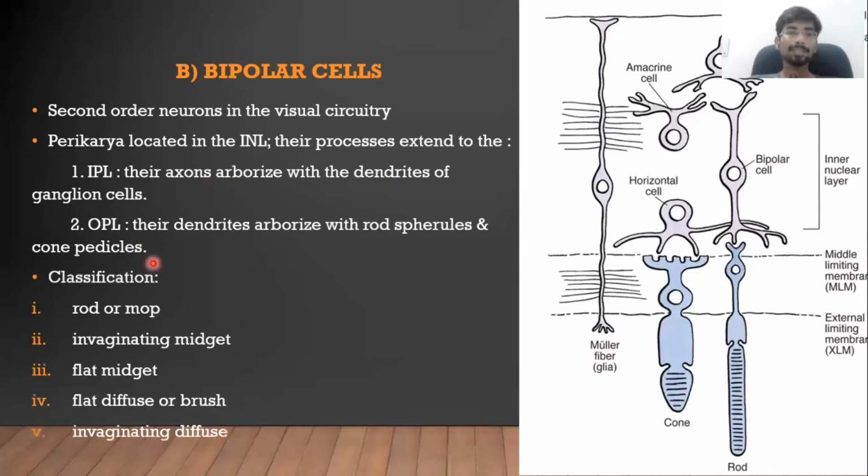Again, bipolar cells are classified into rod, invaginating midget, flat midget, flat diffuse, or brush invaginating diffuse.